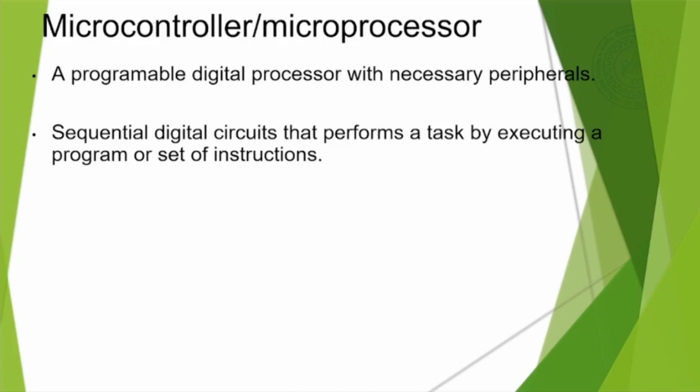There are two terms that are very often used interchangeably, but we should know what the difference is. The first is microcontroller and the other is microprocessor. Both of these are programmable digital processors with necessary peripherals. What this means is that these are programmable. That means I'm going to write my control law in the form of a program on this digital processor, and with necessary peripherals. Now what is the meaning of that?